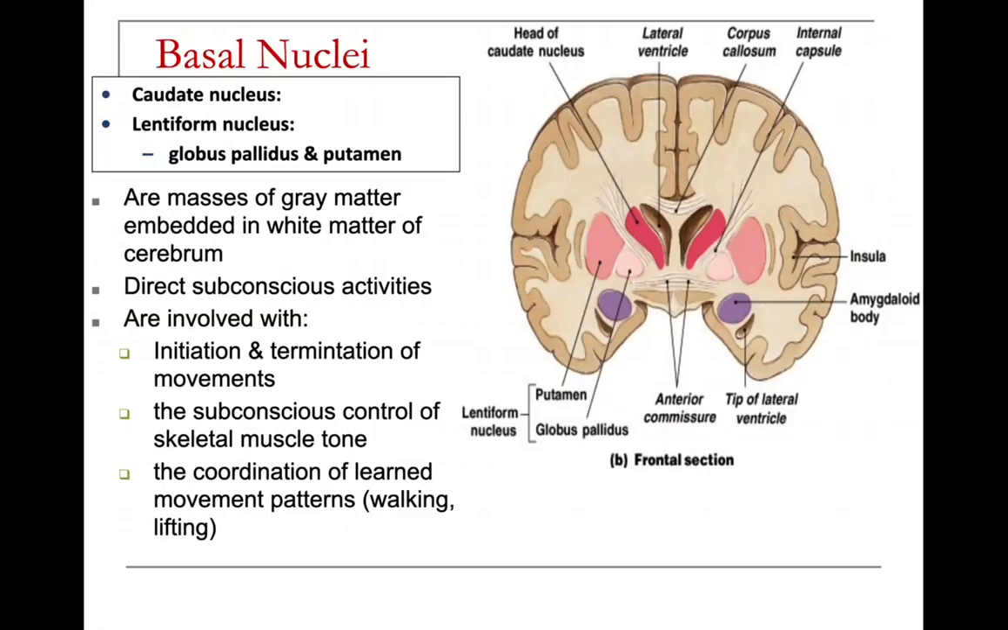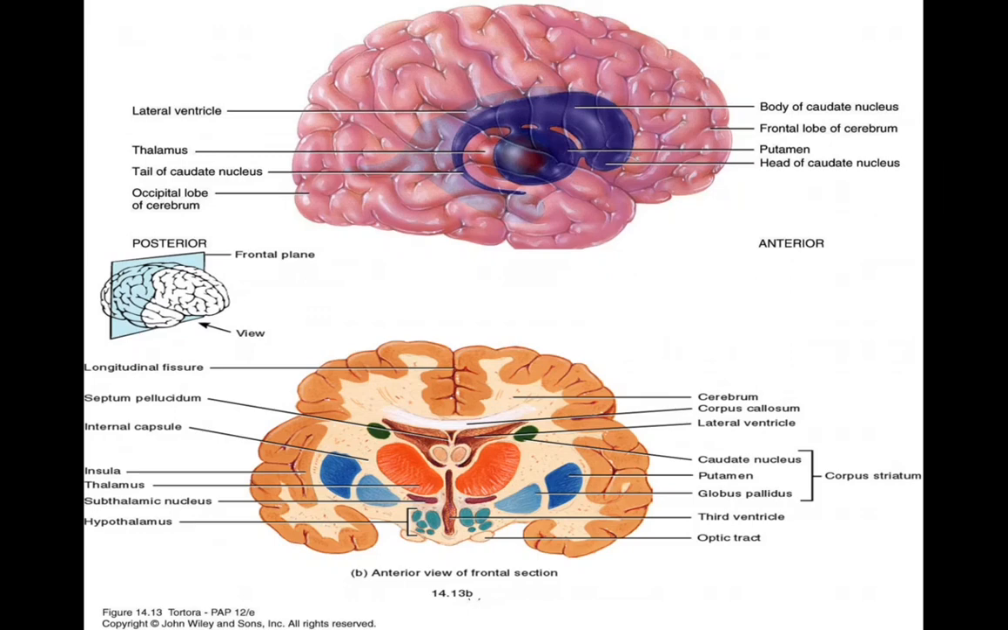The basal nuclei are masses of gray matter embedded in the white matter. They will direct subconscious activity, so they're involved with the initiation and termination of movements, and subconscious control of skeletal muscle tone. So when you're sitting there, you're not flaccid. It helps to maintain some muscle tone. And then the coordination of learned movement patterns like walking and lifting. And this just allows you to see some of these images.